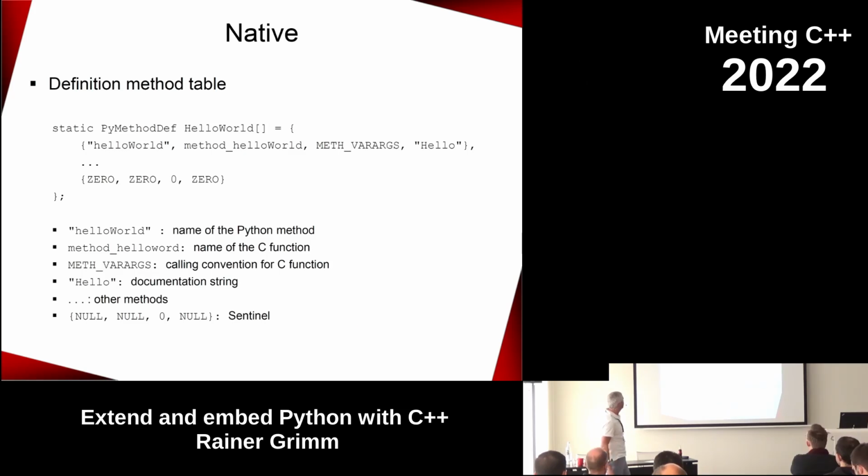This is the method table. You see, this is my method. This is the C function name. This is the Python function name. This is how I want to invoke it. This is the convention for passing arguments. And this is the doc string.